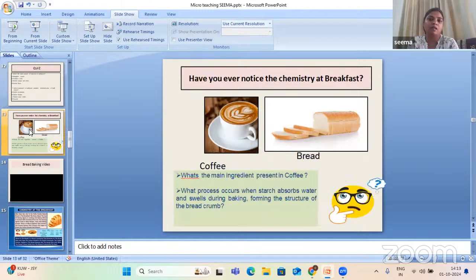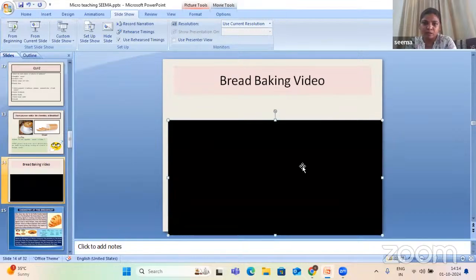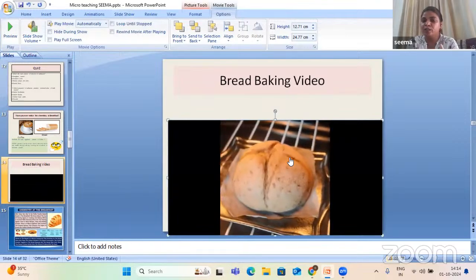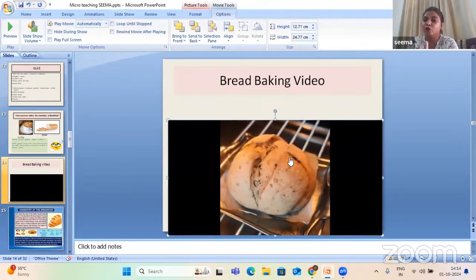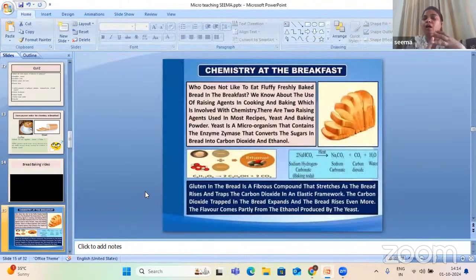And now I'm explaining the next topic. Have you ever noticed the chemistry at breakfast? Yes, there is chemistry at breakfast, like coffee and bread. And now I'm just showing some kinds of videos that create curiosity in the mind of the student about why the bread rises. Then I explain my topic, how the bread rises, and I relate my concept to daily everyday activity.